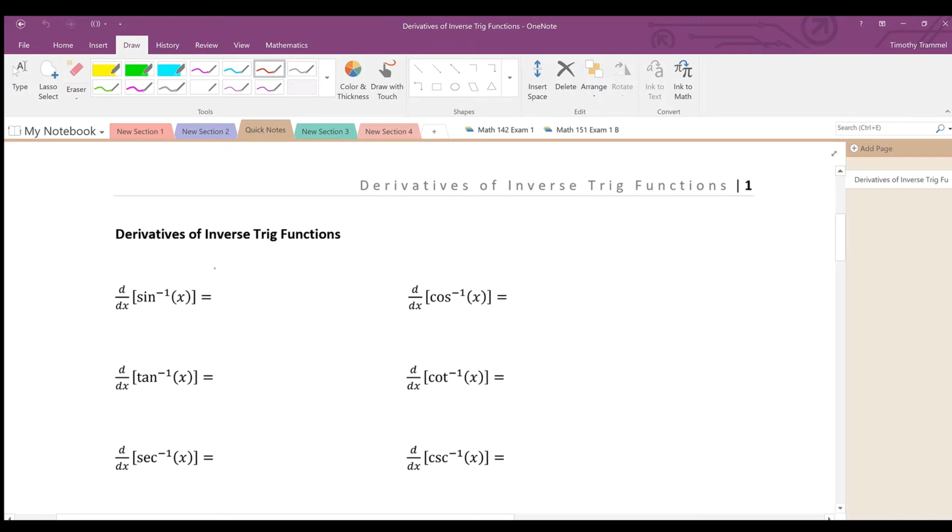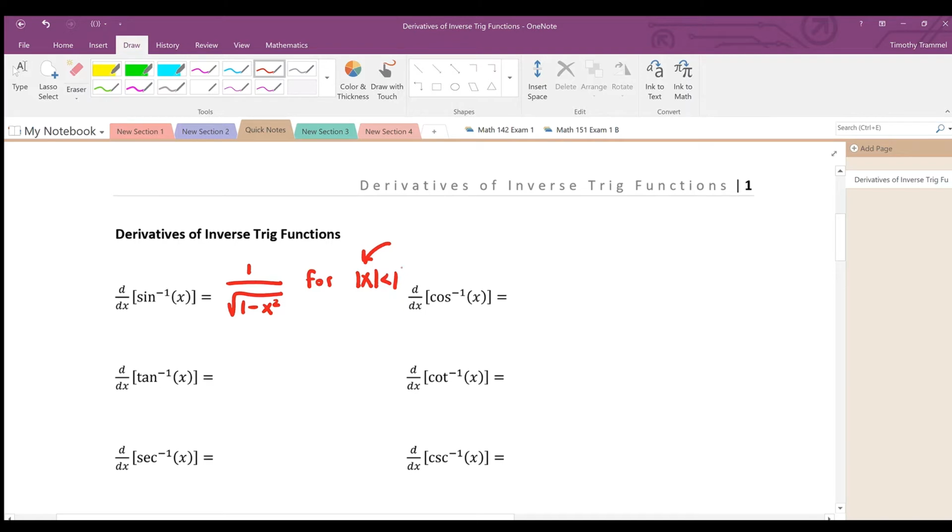The derivative with respect to x of sine inverse of x is 1 over the square root of 1 minus x squared. And this is for x less than 1. And I should be a little bit more specific: numbers whose absolute value is less than 1.